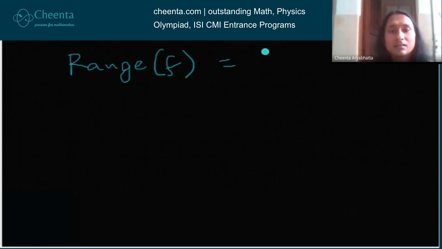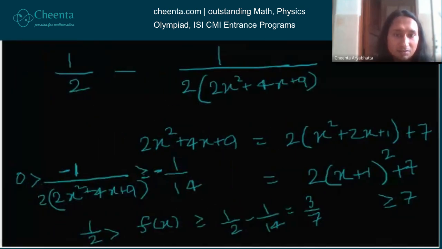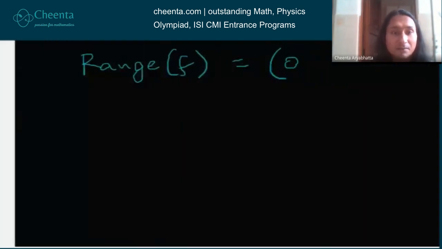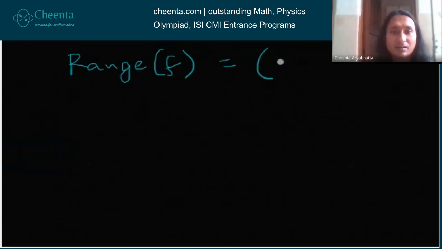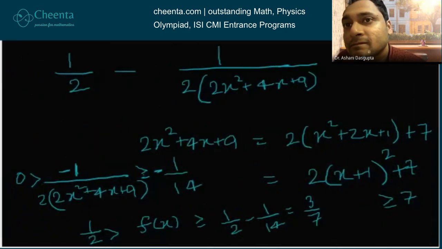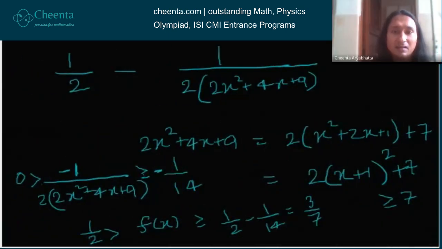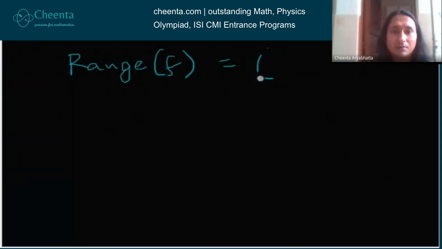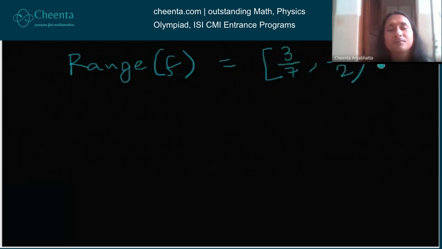So the range of f is open interval at 0, because 0 cannot be reached. Oh, sorry, half. Half cannot be reached. 3 by 7 is less than half, actually, so it's the other way around. So its range is 3 by 7 closed, half open.